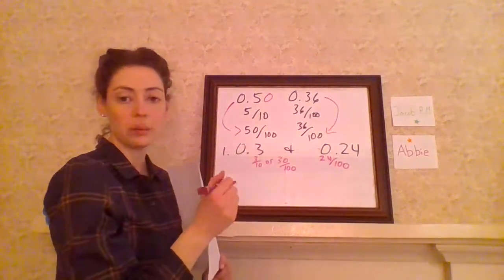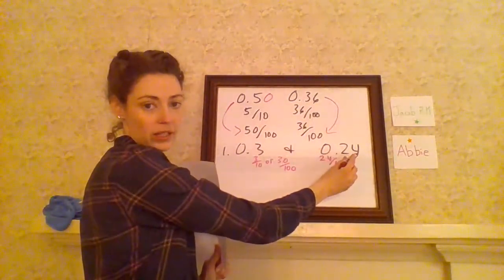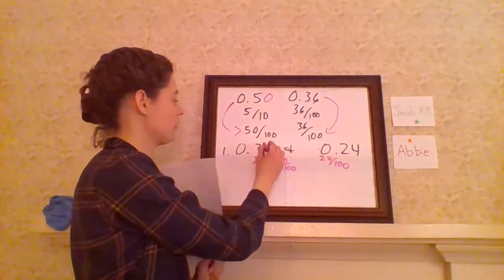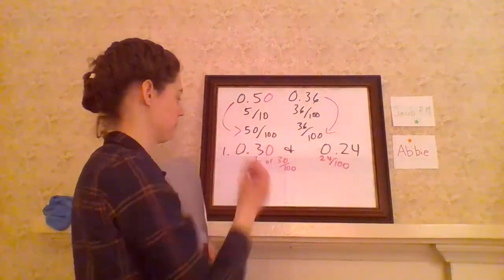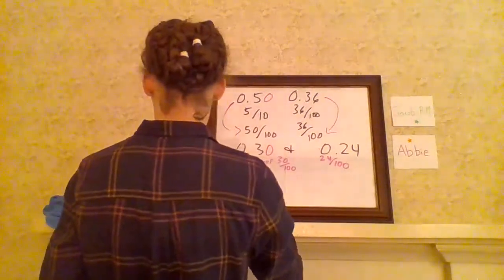Or the other way we can do this is to say, this number has 2 digits after the decimal place, so let's give this one more digit so that it has the same. Oh, 30, 24, this one. Okay, let's try another one.